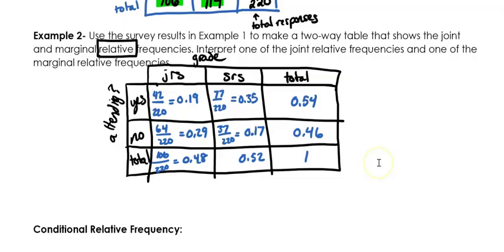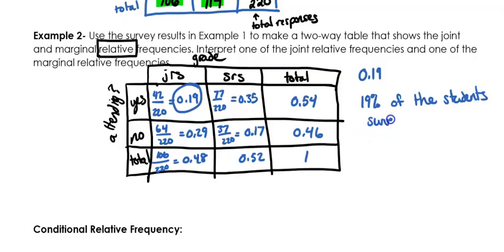All right, now we need to interpret. We want to interpret one of each. For example, if I want to interpret this 0.19, it means that 19% of all the students surveyed are juniors who plan to attend. So out of all the students who answered the survey, 19% are juniors who plan to attend. That's an example of a joint relative frequency.